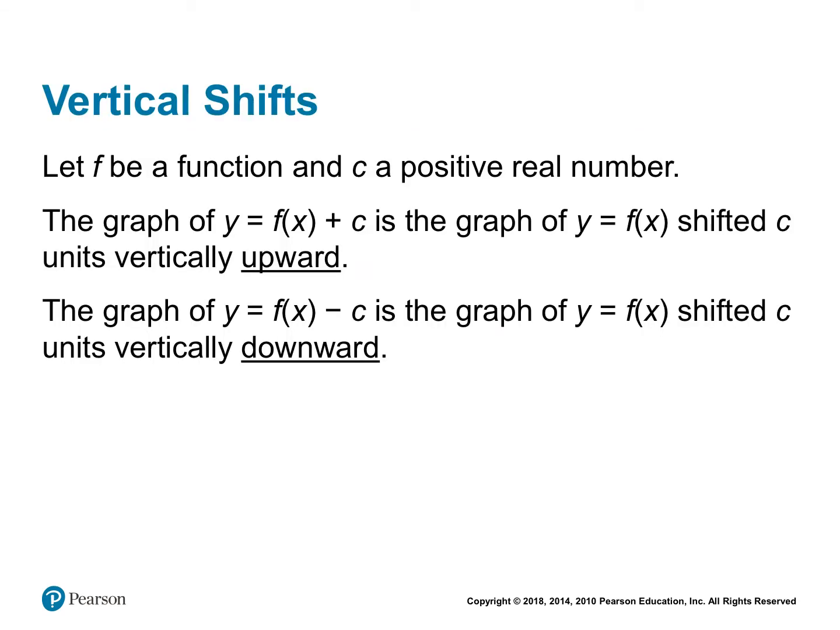Okay, a vertical shift is when it's going to go up or down. So we're going to let f be the function and c is a positive real number, some constant number. So the graph of y equals f of x plus c is the graph shifted some amount upward. So if this was a 2, you would shift it upward 2. So that's when you're adding c. If you're subtracting c at the end, it's going to go downward, however many numbers your c is.